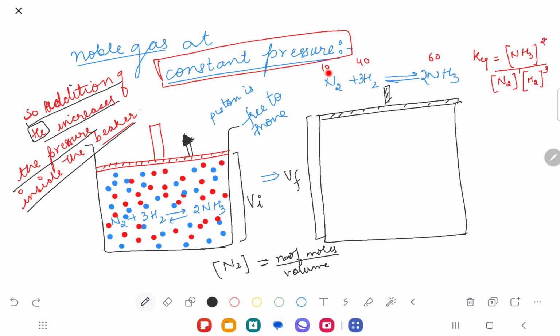And when nitrogen's moles have remained 10 moles, what do you think would happen? Just tell me. Nitrogen's moles have remained 10 moles, isn't it? So what do you think would happen? Now the volume has increased. Let's suppose initially the volume was 5 liters and now the volume has become 10 liters. So the number of moles still remains 10. Earlier the concentration was 10 over 5. You understand? And now the concentration has become 10 over 10. Isn't it? So the concentration of every reactant and product is actually decreasing.